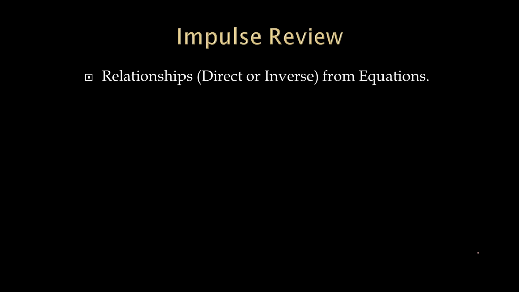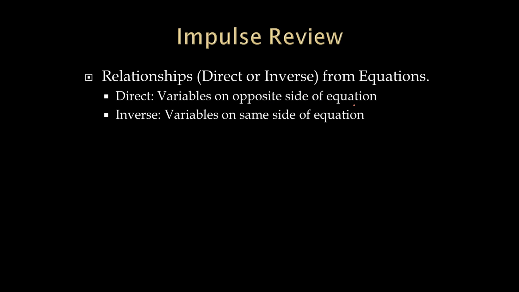Let's take a look at some of the relationships that we can get from those equations. Remember, we have direct or inverse relationships. Direct relationships are when the two variables increase or decrease the same. So they're found when the variables are on opposite sides of the equation. And an inverse relationship is when the variables are on the same side of the equation.